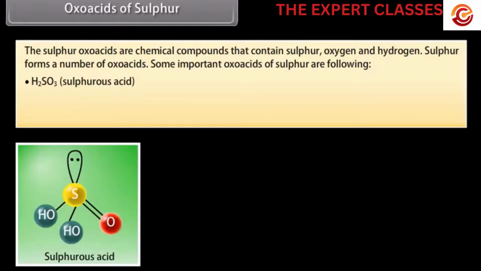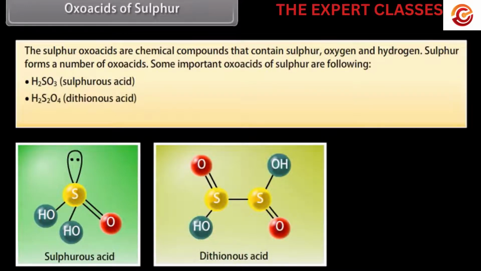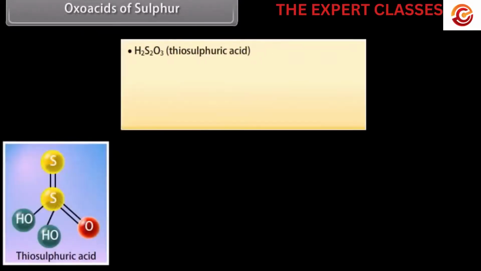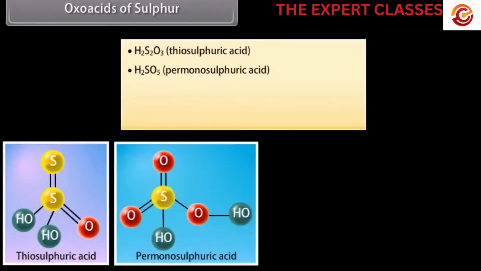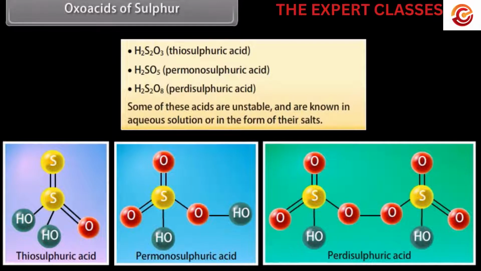H2SO3, sulfurous acid; H2S2O4, dithionous acid; H2SO4, sulfuric acid; H2S2O3, thiosulfuric acid; H2SO5, peroxymonosulfuric acid; H2S2O8, peroxydisulfuric acid. Some of these acids are unstable and are known in aqueous solution or in the form of their salts.